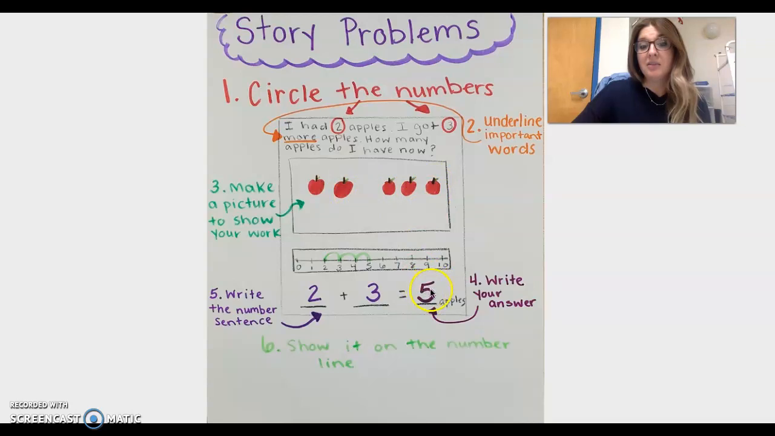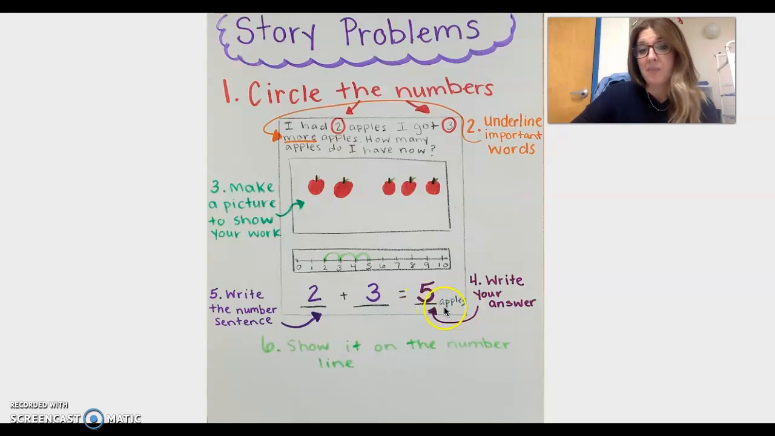I come down here and I'm going to write my answer, 5 apples, because I already know my answer. It's 5 apples. Then, since I know the answer, I'm going to come over here and write my number sentence. I'm going to use my important numbers that were in the story problem. 2 and the number 3. My number sentence is 2 plus 3 equals 5. We always want to write our answer, which is 5 right now.